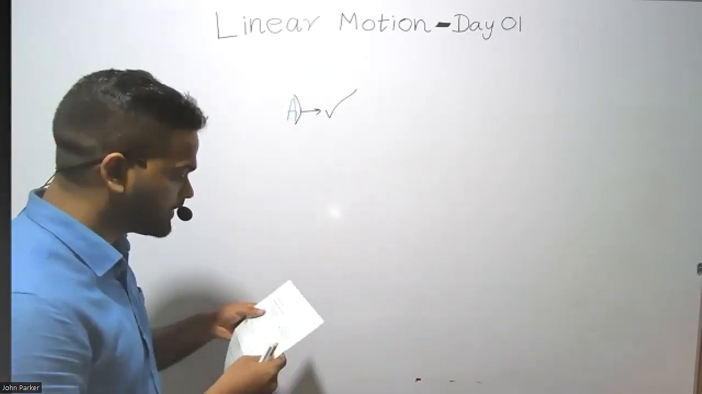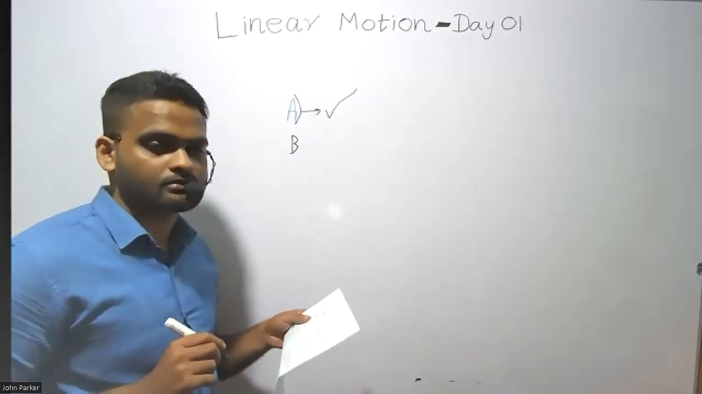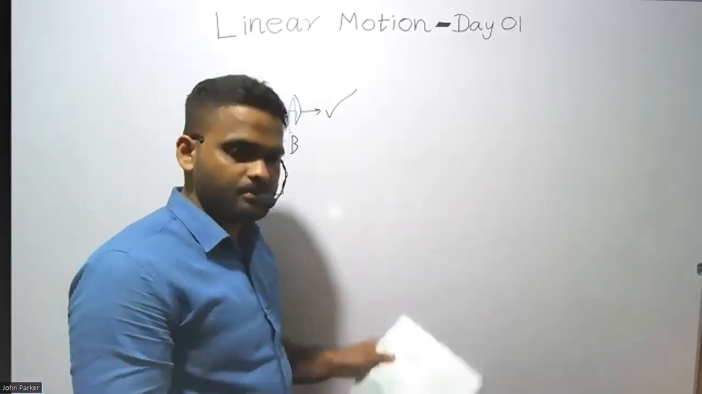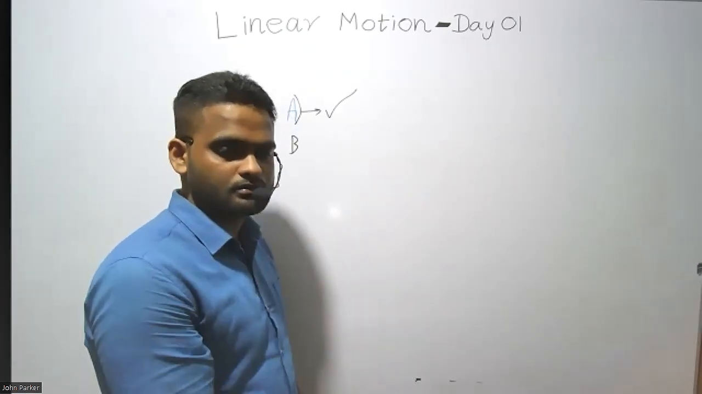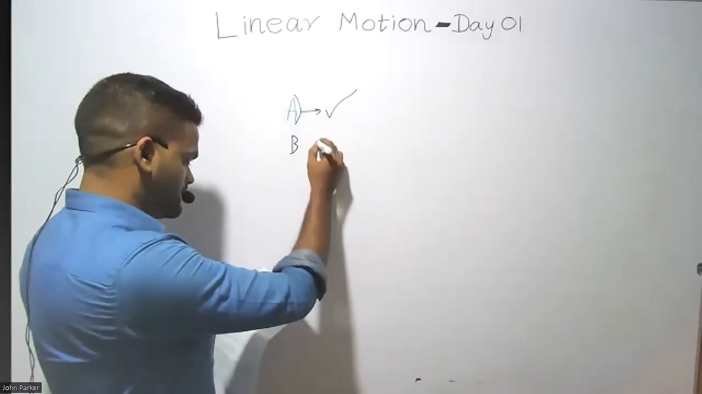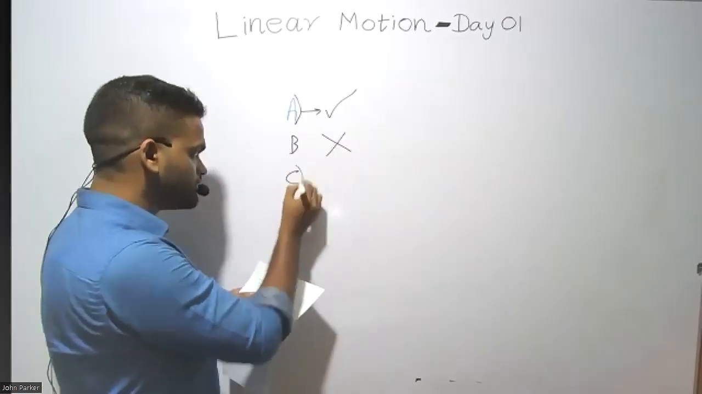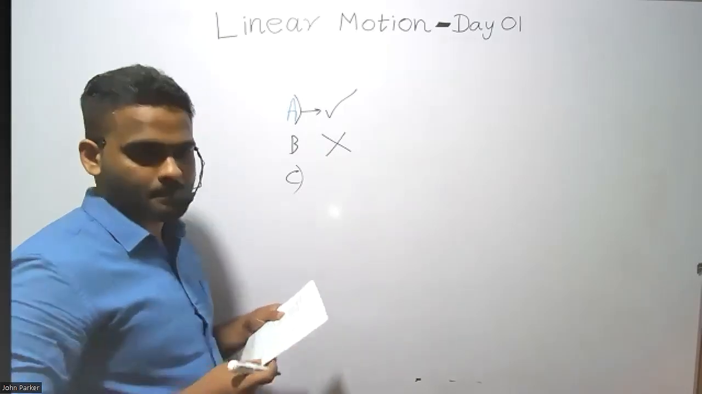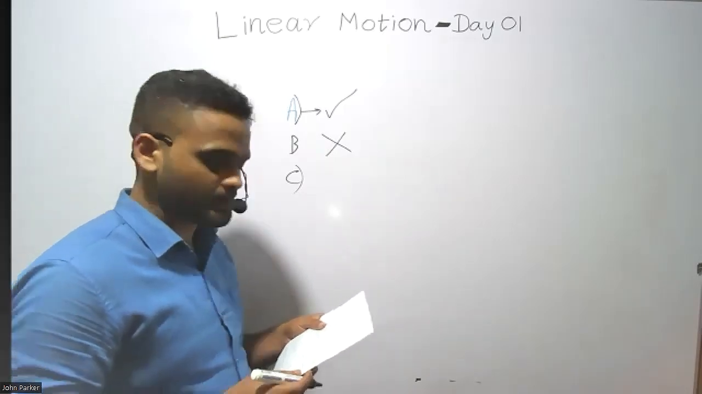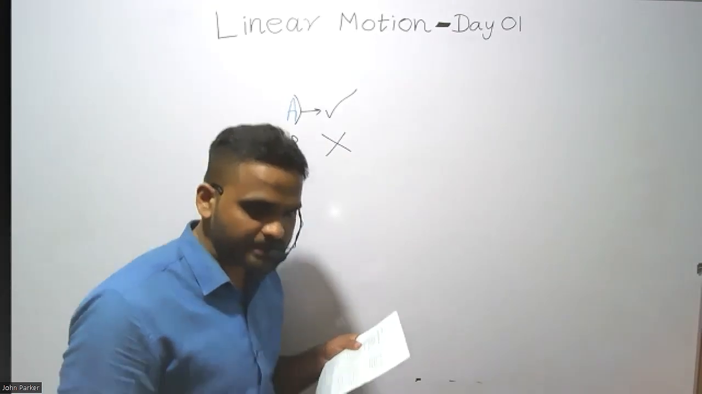It is true. B, distance cannot be zero. If you remain at the same place, distance is 0. If you don't move, distance is 0. So saying it cannot be 0 is wrong. Then C, distance traveled does not decrease with time. What about that?